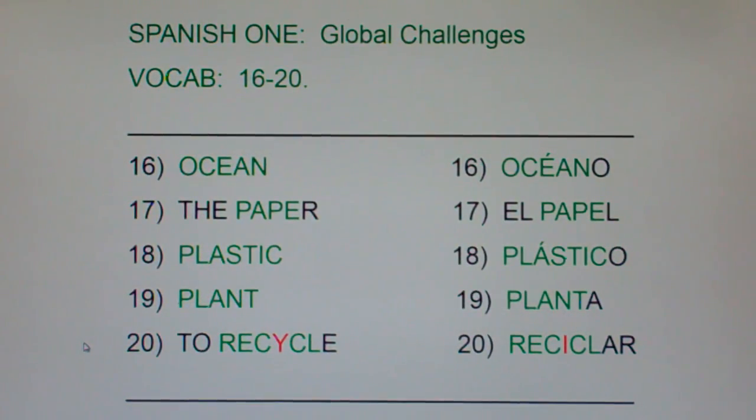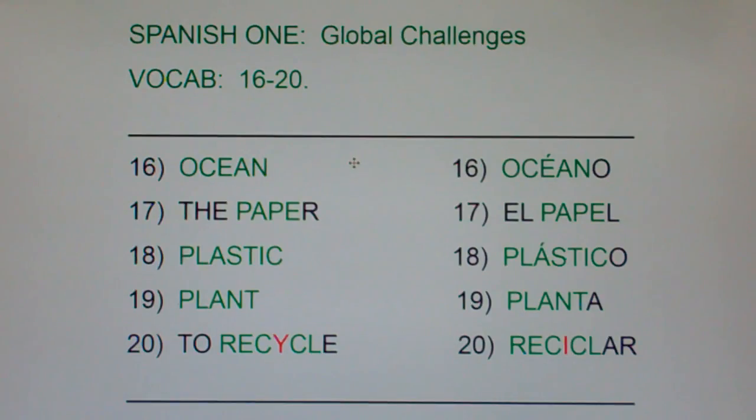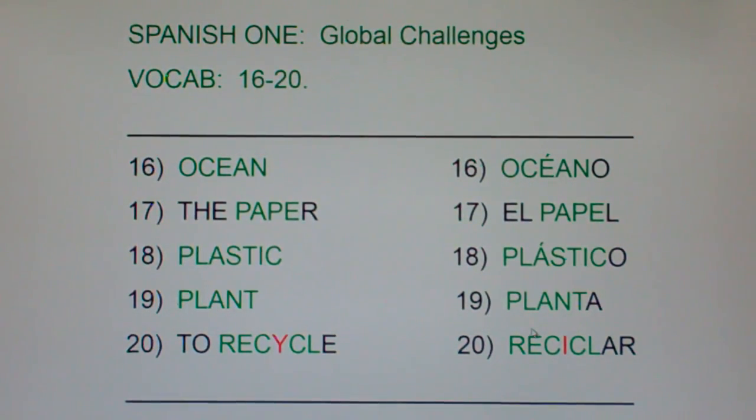To recycle, reciclar. I'll be honest, this is probably one of the easiest vocabulary lists we've learned all year, probably one of the easiest ones you'll ever see in Spanish 1, 2, or 3. Remember, green letters mean the letters are exactly the same in both Spanish and English. This list is almost identical. Words that are real similar like this are called cognates. Words like océano, ocean, plástico, plastic, it means they're very, very easy. They sound very similar in both languages.